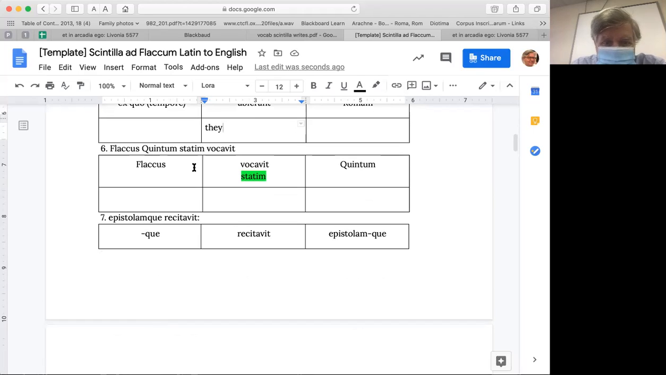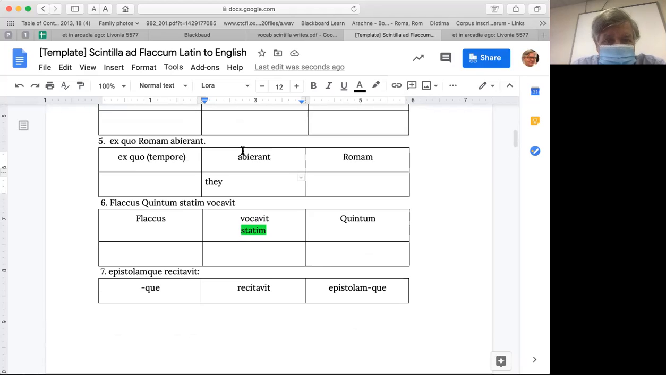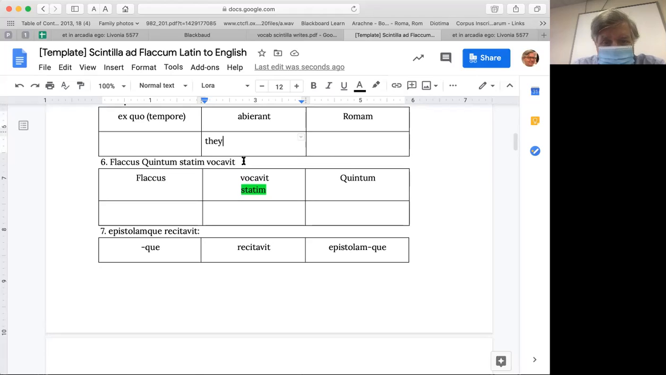6, Flaccus, verb vocavit. See how it's always at the end, or most often at the end of the sentence. And whom he called is Quintum. Because he ends in an M, you can see that it's the object. So he vocavit, just simple past tense. Quintus. Statim is just an adverb meaning immediately.